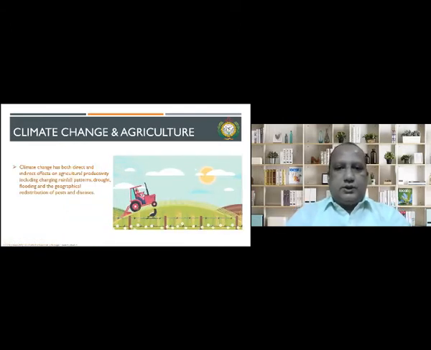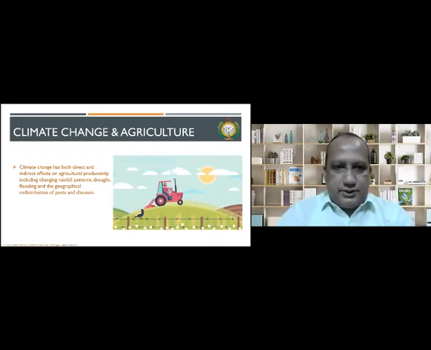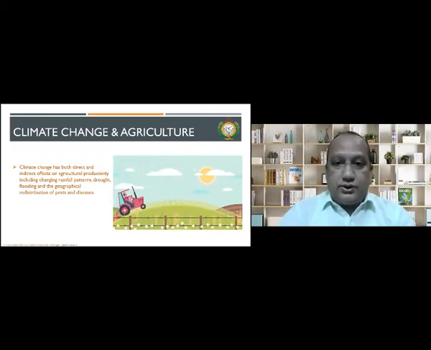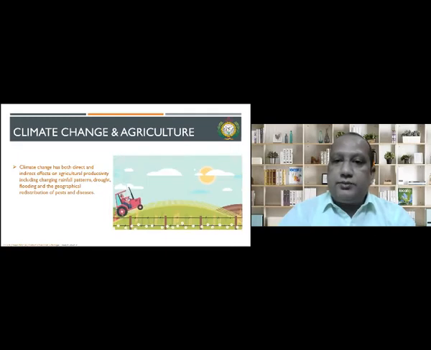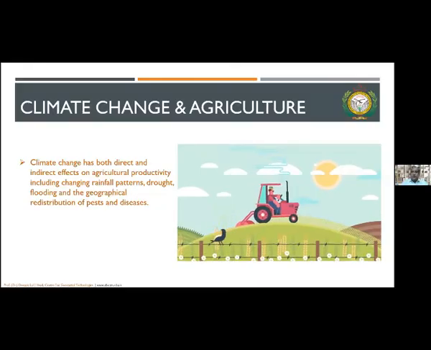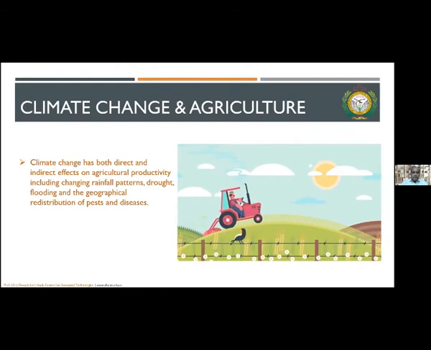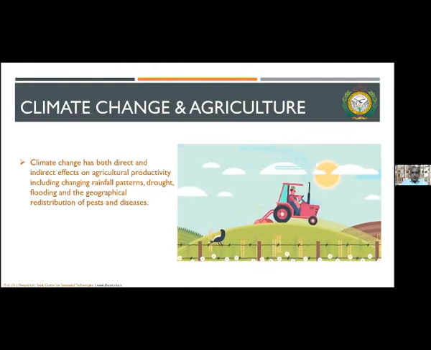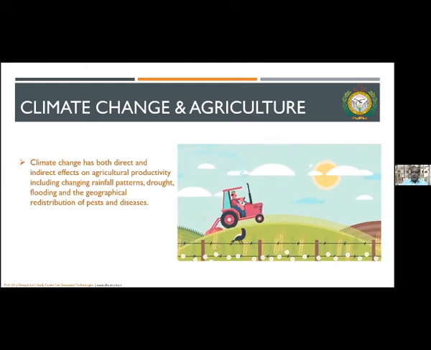So we'll just discuss some background. We'll look at the background of climate change, and what it has to do with agriculture. Okay. So it has both direct and indirect effects on agriculture productivity. How? Because of the climate change happening, there could be changes in rainfall pattern, onset of droughts, flooding. These are extremes. Okay. And then geographical redistribution of pests and diseases.